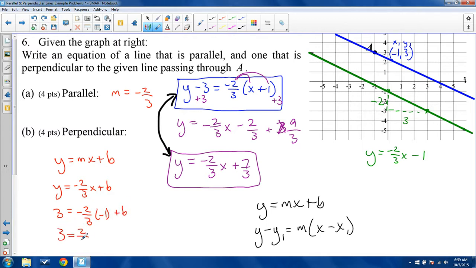So 3 equals 2/3 plus b, and you're going to subtract 2/3 from both sides. So you're going to do b equals 3 minus 2/3, and once again, you have to work with fractions. 9/3 minus 2/3, which is 7/3. Once you have 7/3, you would then plug it into your mx plus b formula, and you'd get there again. Lots of different ways to do it, but this one's the most, I guess, turn-off-your-brain-ish as long as you know the form.